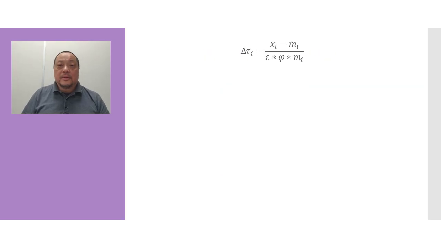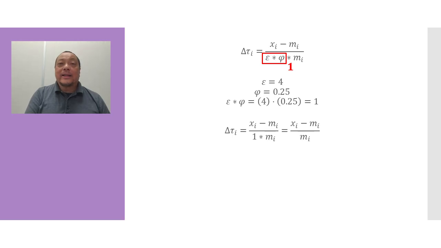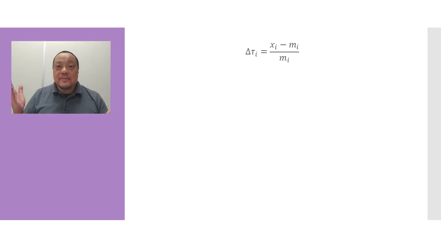Here's the formula. And we're given epsilon equals 4, phi equals 0.25. Epsilon times phi equals 4 times 0.25 equals 1. All of this is just 1. Plug it in. 1 times m is just m. This whole formula boils down to just this. Now, x is export and m is import.